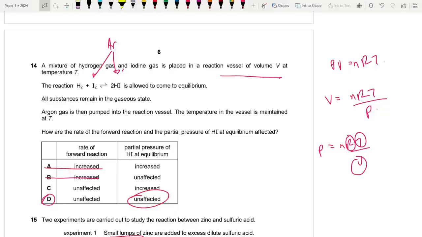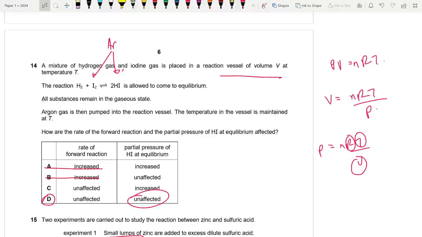So, rate is affected by the presence of a catalyst, temperature, surface area, then pressure in the case of gaseous reactants. Since temperature remains constant, the rate is unaffected. And when you add argon into the container, argon is not present in the right side or left side of the equation. So argon does not affect the equilibrium.